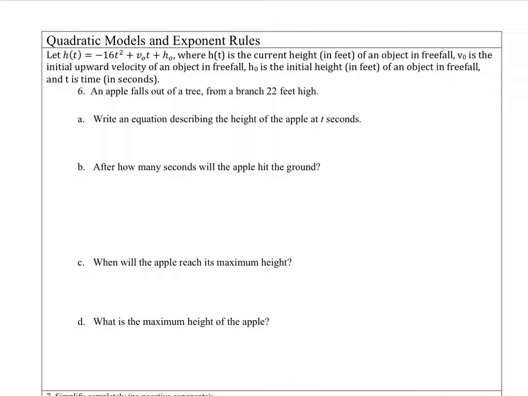All right, next up, we're looking at a quadratic model. I've got to first write an equation for this. To do that, I'm going to use my equation up here. Here we know some stuff: my v sub 0 is going to be my initial velocity, and my h sub 0 is going to be my initial height. First thing I notice is that my initial height is going to be 22 feet.